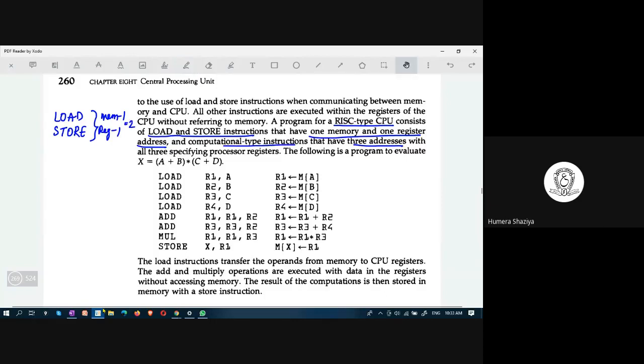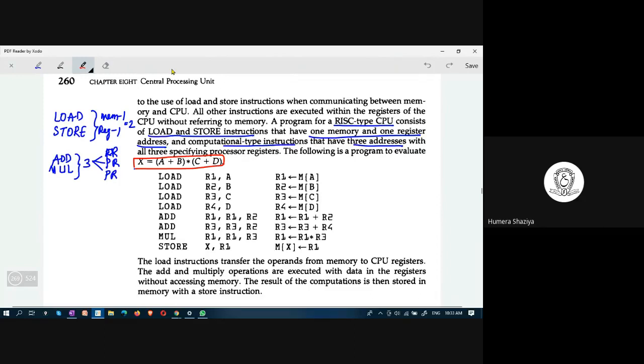Followed by computational type instructions, meaning add, multiply. These instructions can have three addresses, and these three addresses specify processor registers like R1, R2, R3. Processor registers, PR. Let us consider the example of X equals A plus B into C plus D again. How is this example implemented in RISC type of CPU?